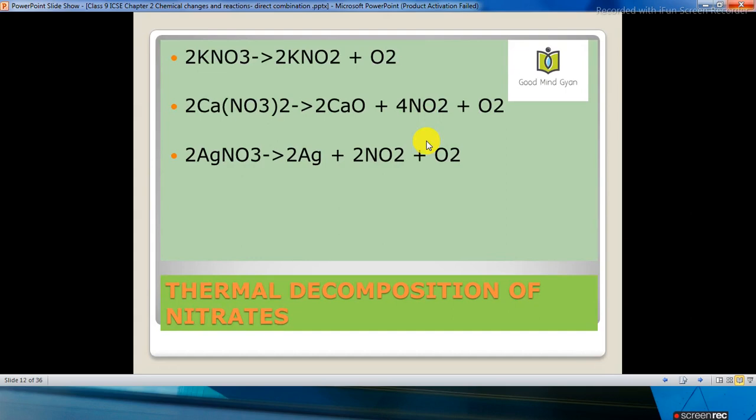Next we have thermal decomposition of nitrates. In the thermal decomposition of nitrates, potassium nitrate is giving potassium nitrite plus oxygen. Calcium nitrate is giving calcium oxide plus nitrogen dioxide. Then silver nitrate is giving silver plus nitrogen dioxide plus oxygen. Here you can see in case of calcium nitrate and silver nitrate, they are forming calcium oxide and silver, but nitrogen dioxide and oxygen gas is released in both the reactions. Whereas in the first reaction you have only potassium nitrite and oxygen gas.